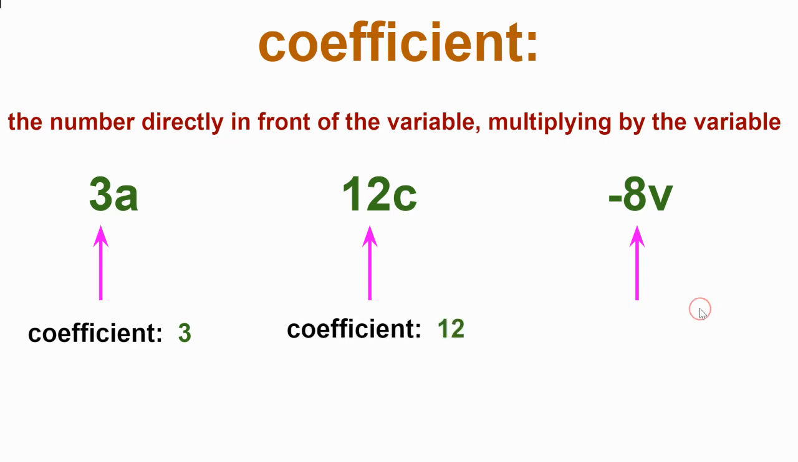12c, well, that has a coefficient of 12. 12 is in front of c. It's the coefficient of c. And negative 8 right there, negative 8 is the coefficient of v. So negative 8v, but negative 8 is the number in front. It's the coefficient. Just the number in front of the variable that's multiplying it.